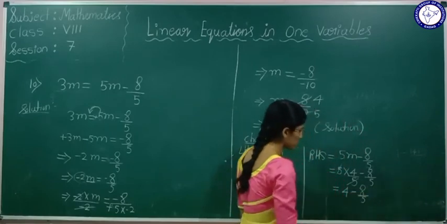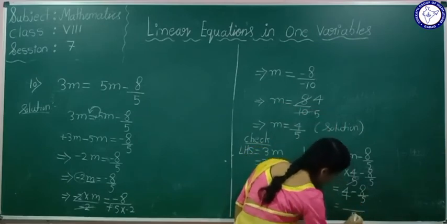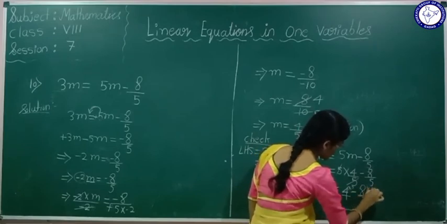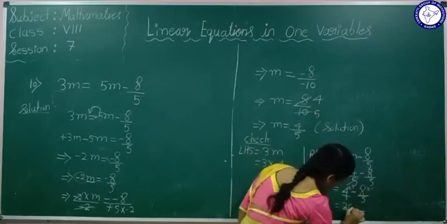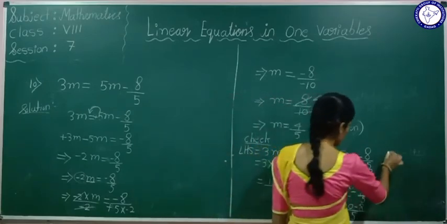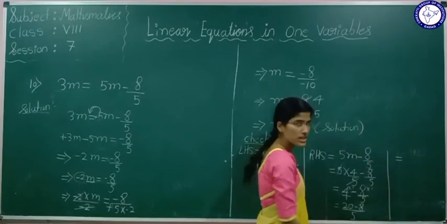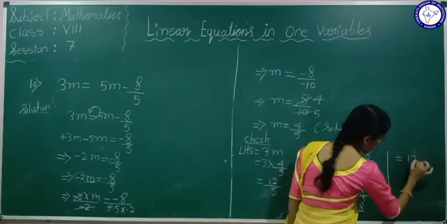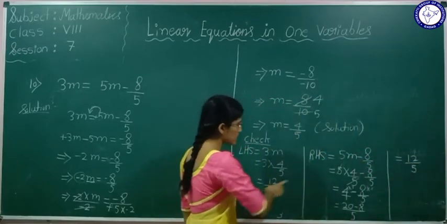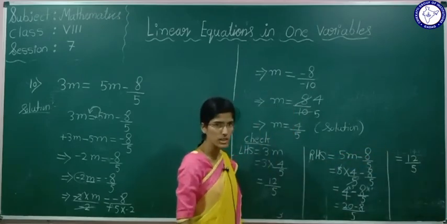Okay, now see here. What is the LCM of 1 and 5? The LCM of 1 and 5 is 5. 1 5s are 5, 5 1s are 5, 4 5s are 20. So next, what is 20 minus 8? 20 minus 8 is nothing but 12. 12 by 5. Now see here, LHS and RHS are same. Therefore, whatever answer we got is correct.